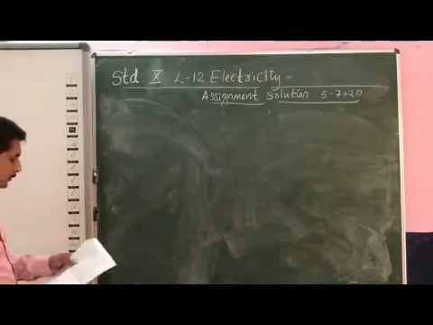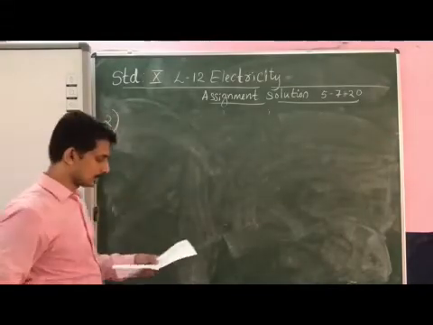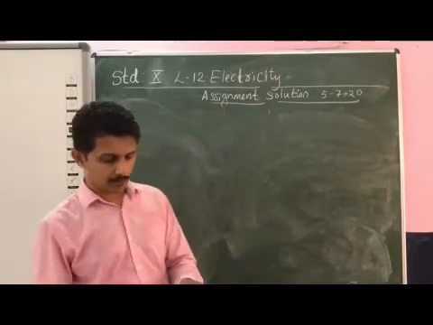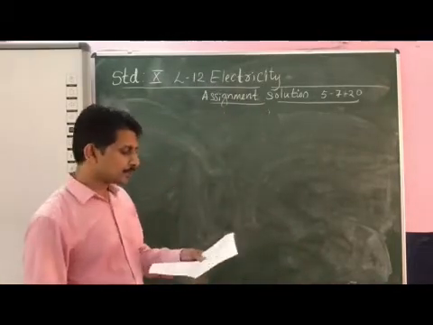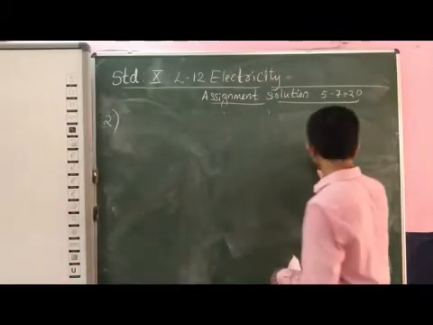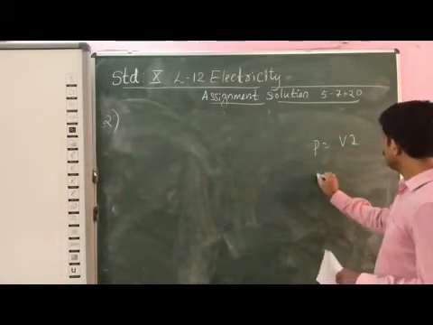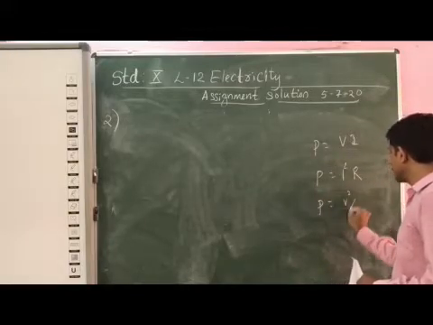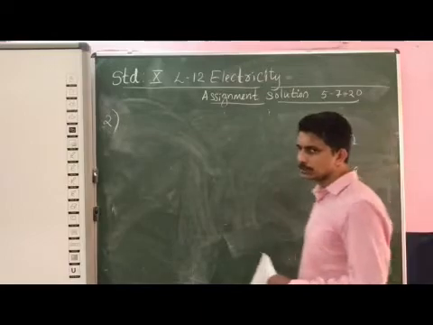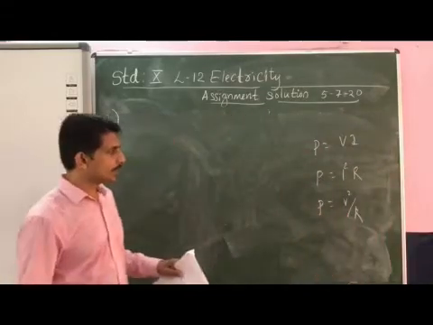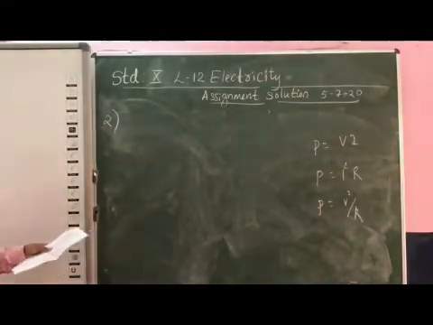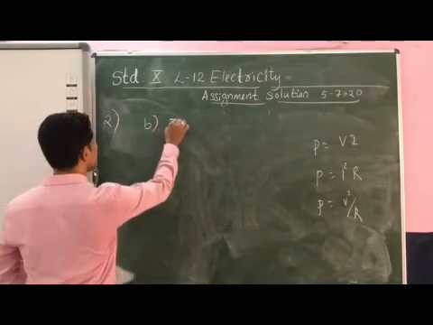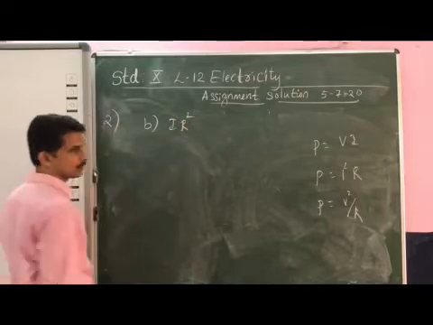Now we consider the second question. Which of the following terms does not represent the electric power in the circuit? Among these, which is the equation which does not represent? What are the equations of power? P is equal to VI, or P is equal to I squared R, or P is equal to V squared divided by R. So these are the forms we use to represent electric power. Among these, which is not correct? Option B. So option B, I R squared, is wrong.